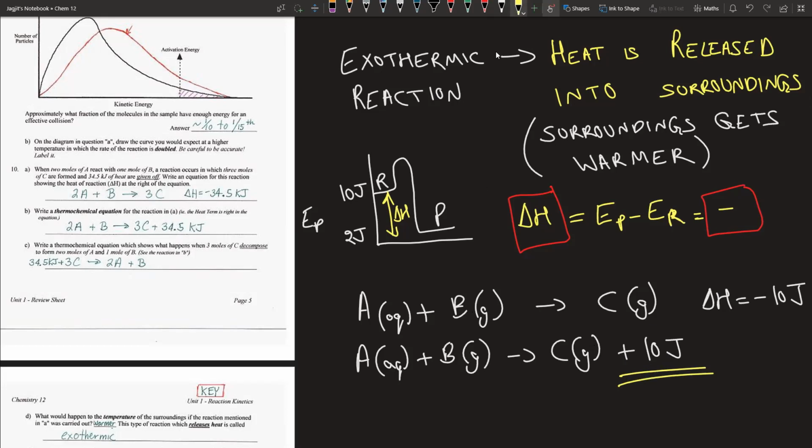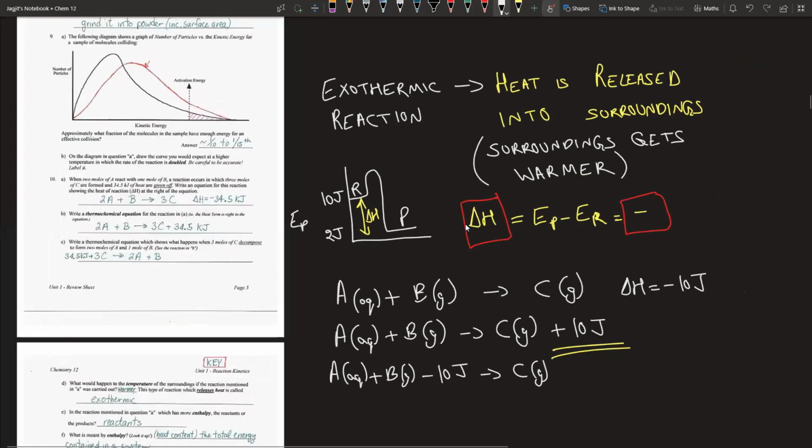Now, they might try to trick you. They might try to trick you by doing this. They might say A aqueous plus B gas minus 10 joules is C gas. So a lot of people say, okay, my heat term is on the reactant side, so it must be endothermic. No, they've tried to trick you on here.